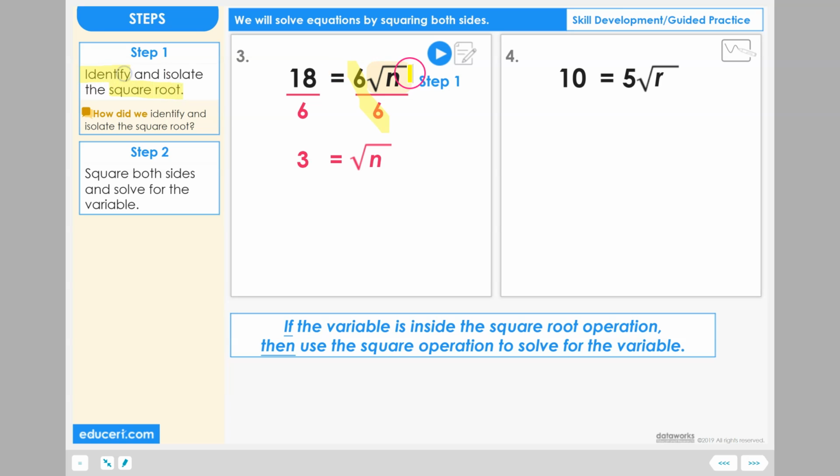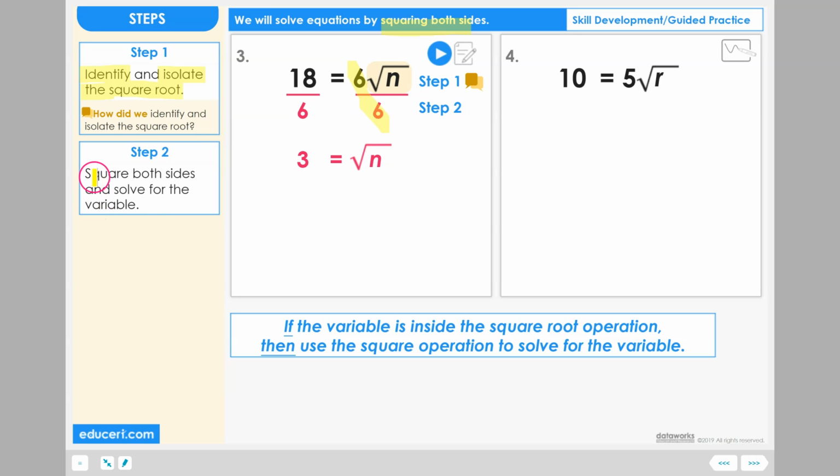So we identified it by finding it and which side it was on, and then we made sure that it was isolated by using the multiplicative inverse, divide by 6 on both sides to keep the equation balanced. How did we identify and isolate the square root? First we found the square root operation, then we recognized that it was not isolated yet, so we divided by 6 on both sides to get the square root operation all alone on one side.